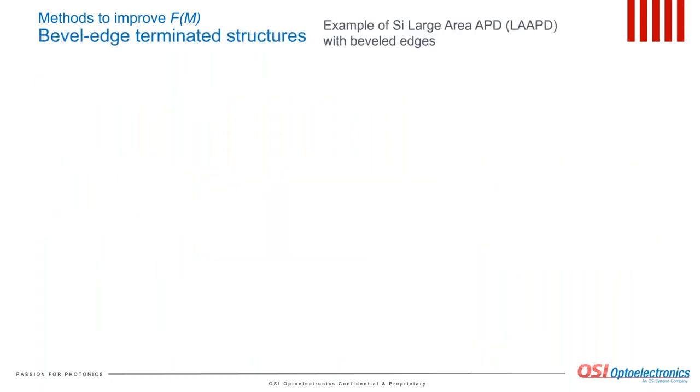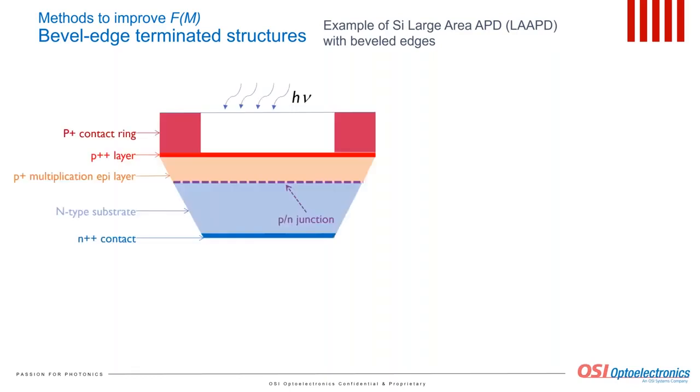Let's consider one more example of how adding certain structural elements allows us to reduce the F factor value. We will proceed with the bevel edge terminated large active area silicon APDs. This image shows schematically a silicon large area APD structure with a top P++ contact. The P+ multiplication epi layer is fully depleted under reverse bias. The N-type substrate is not necessarily fully depleted. The P+ contact ring on the top provides necessary support for beveling and serves as a top contact.